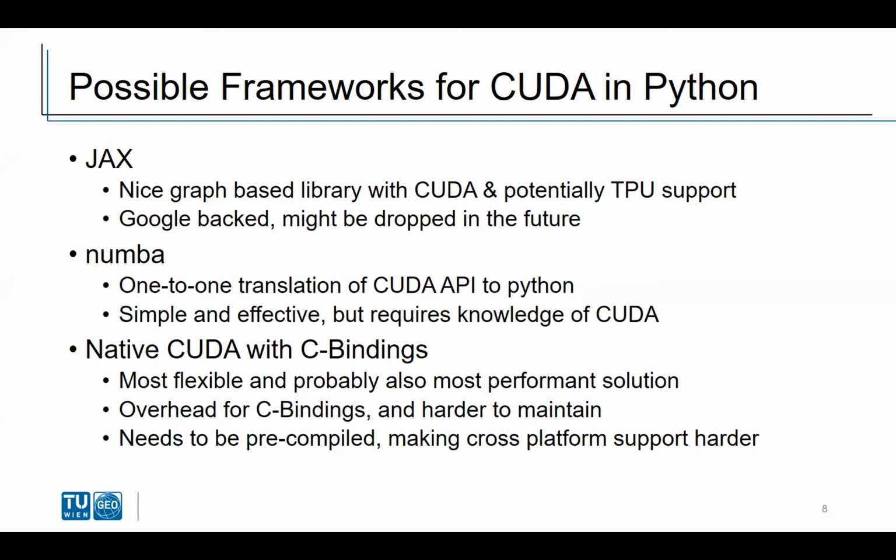Then there is Numba, which I'm currently favoring because it's a one-to-one translation of the CUDA API, and I don't need to pre-compile everything, which would be just using CUDA and write your own C bindings. But this is a little easier to maintain. I don't have to write the overhead of C bindings. I don't need to create a continuous integration pipeline to build for different platforms and things like that. So I probably would start out with this one.